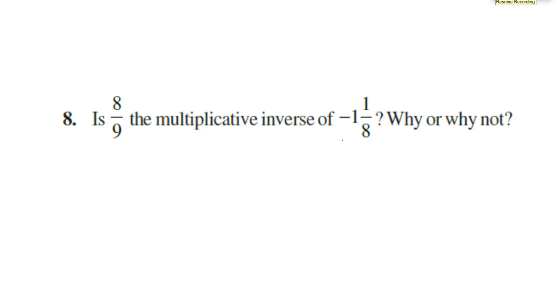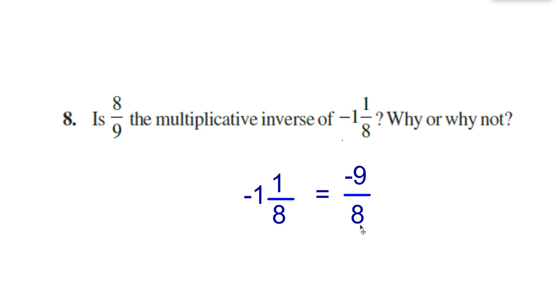Next question is, is 8 by 9 the multiplicative inverse of negative 1 1 by 8? Why or why not? What is negative 1 1 by 8? Negative 1 1 by 8 you can write as negative 9 by 8 because 1 into 8 is 8, 8 plus 1 is 9. The same sign you have to put. So it is negative 9 by 8.